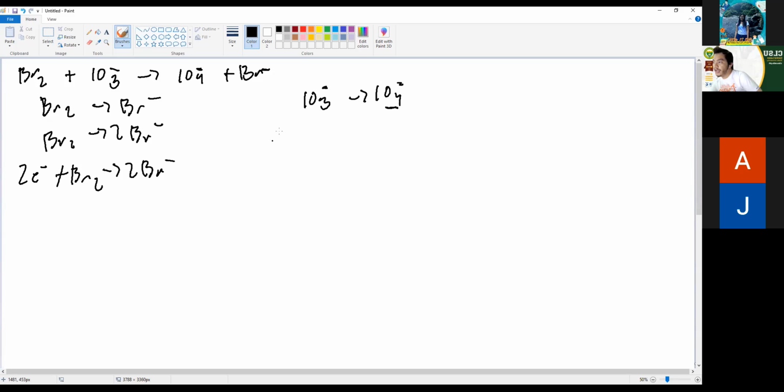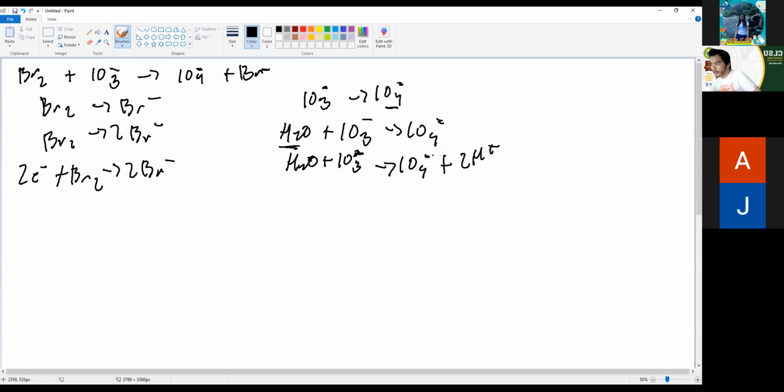So, balance yung iodine, balance yung oxygen, balance yung hydrogen, yung charge. So, you have 1 times 0 plus 1 times negative 1, so 0 plus minus 1 is negative 1. Dito, 1 times negative 1 plus 2 times 1, so negative 1 plus 2 is 1. So, dito negative 1, dito 1. So, ngayon, yung 1, pabababain natin para maging negative 1. So, para maging negative 1, we will add 2 electrons sa right side.